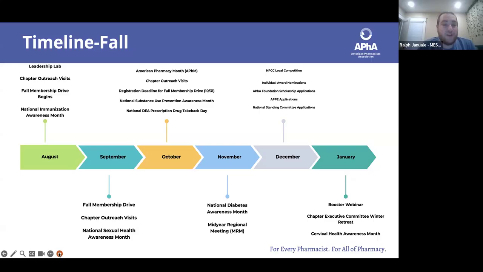Next, getting into September, the fall membership drive will continue, along with chapter outreach visits, which will be getting started as the school semester starts. And September is National Sexual Health Awareness Month. October is a big one because this is American Pharmacy Month. So a lot of promotion for the world of pharmacy will be going on at APHA National, so keep an eye out for a bunch of materials from us. More chapter outreach visits are going to be continuing. The registration deadline for the fall membership drive is at the end of the month. This is National Substance Use Prevention Awareness Month as well, along with National DEA Prescription Drug Take-Back Day.